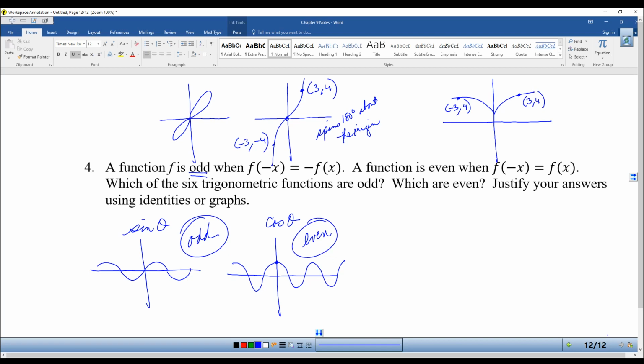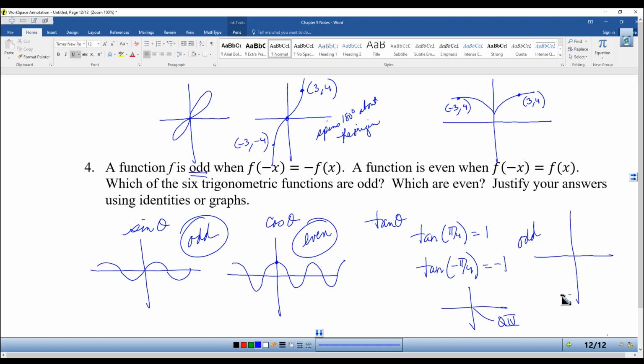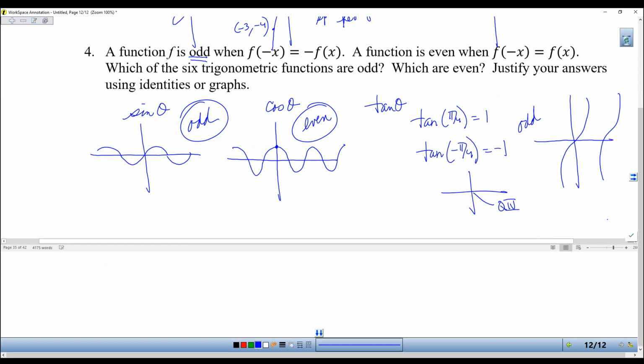But instead of doing it that way, you're more than welcome, if you don't want to think about it graphically, you could just try a point. So tangent of pi fourths is 1, and tangent of negative pi fourths, by the reference angle, pi fourths is still going to be 1, but negative pi fourths is in quadrant 4, and in quadrant 4, tangent is negative. So by that definition, if these are both positive and now they both become negative, that makes it odd. Or if you were already on the graphing track, you might have said, no, it's definitely an odd function. So any way that you think about these, graphically or otherwise.